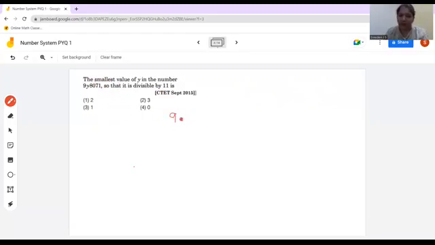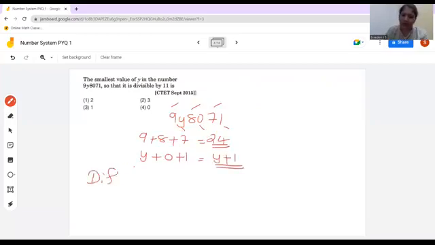The number given is 9y8071. The odd places are 9, 8 and 7. When you add that, 9 plus 8 plus 7, the answer is 24. The even places are y, 0 and 1, so y plus 0 plus 1, you get y plus 1. Now we take the difference of the sum of odd places and the sum of even places: 24 minus y plus 1 should be a multiple of 11.